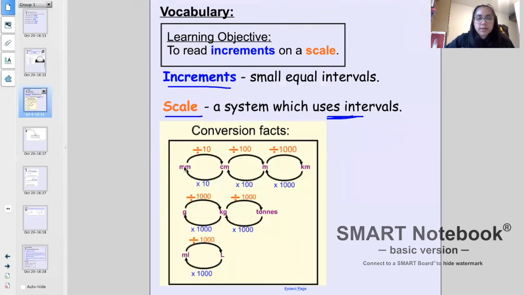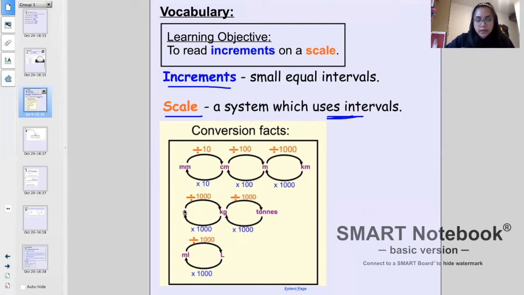So when we go from millimeters to centimeters, we divide by 10 because there are 10 millimeters in a centimeter. Going from centimeters to meters, we divide by 100 because there are 100 centimeters in a meter. And when we go from meters to kilometers, we divide by 1,000 because there are 1,000 meters in a kilometer. And going backwards from a larger unit to a smaller unit, all we do is the inverse of what we did going forwards, okay? And the same applies with the rest of these.